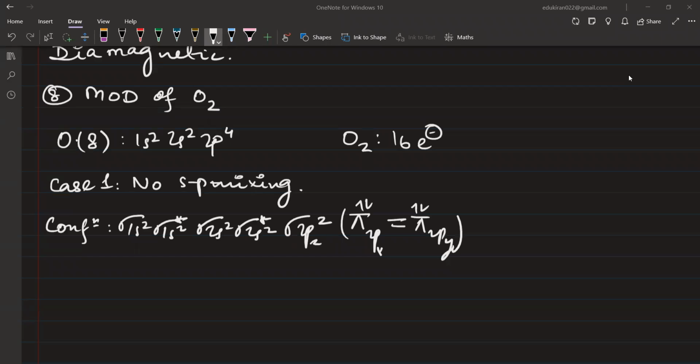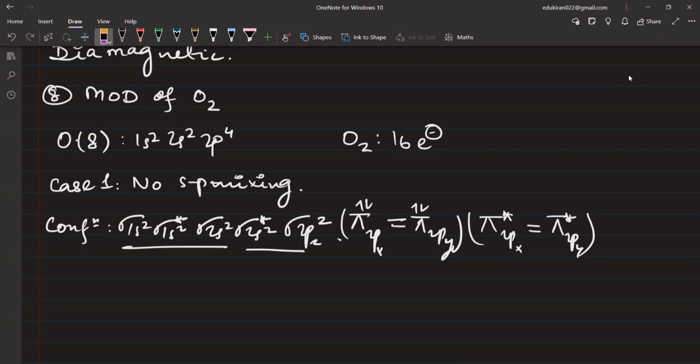Now after pi 2px and pi 2py, what are we going to have? Tell me quickly. Pi star 2px equals pi star 2py. This is also going to have how many electrons? We have already filled 14, I think. So 2, 4, how many will it be here? 12. Yes, we are going to fill 1 electron here.